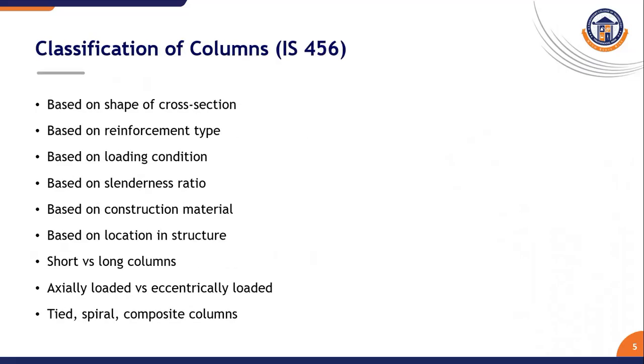Classification of columns as per IS 456. According to IS 456, columns can be classified in multiple ways. They may be based on cross section shape, reinforcement type, loading condition, slenderness ratio, or method of construction. Another key distinction is between short and long columns, depending on the slenderness. Structurally, columns may be tied, spiral, or composite, and functionally they can be gravity columns or lateral load resisting columns. Each classification influences the strength, ductility, and failure mode of the column.